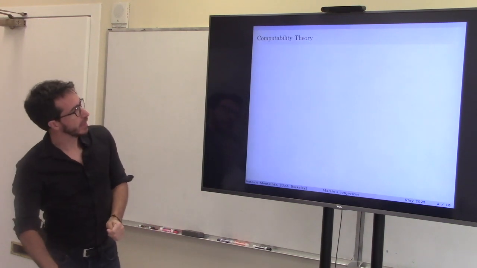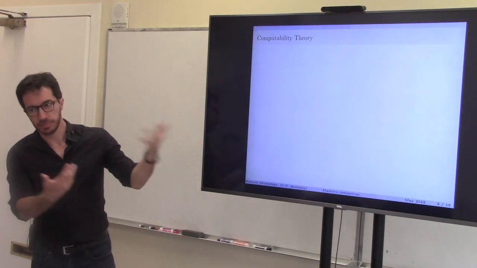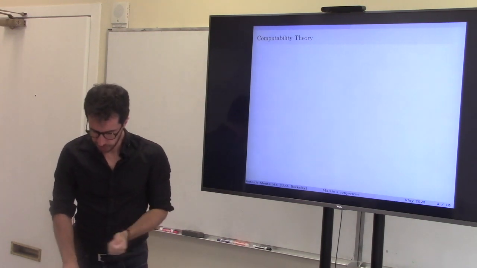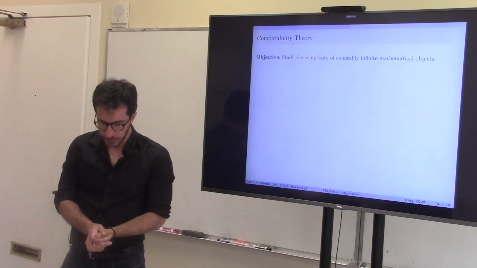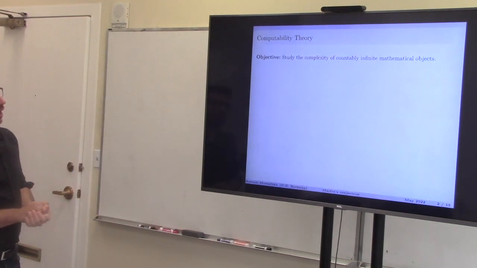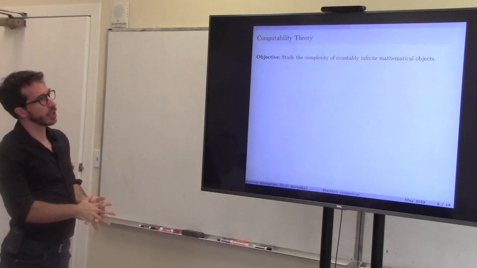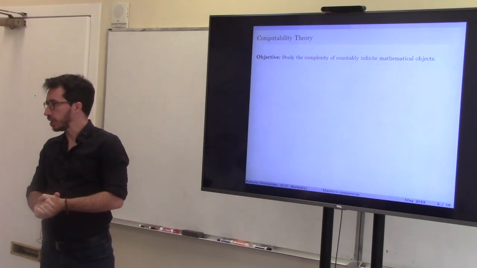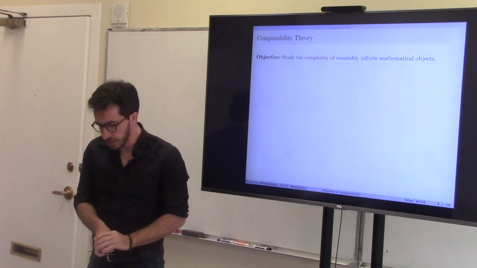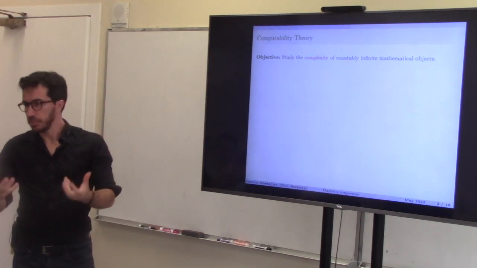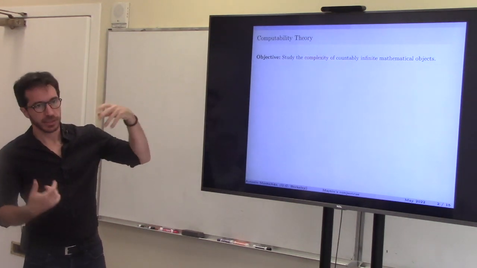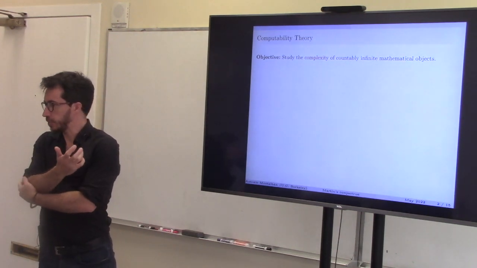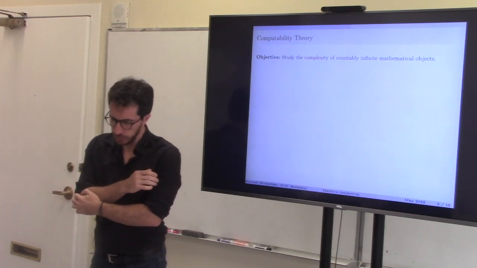Let me tell you what we mean, at least people working in mathematical logic, when we say computability theory, which is not the same as computer science. The objective for us is to study the complexity of mathematical objects that are countably infinite. So it's foundational in the sense that it studies the complexity of mathematics. Not the foundations, but the complexity of the different aspects of mathematics. I'm going to show you some examples.